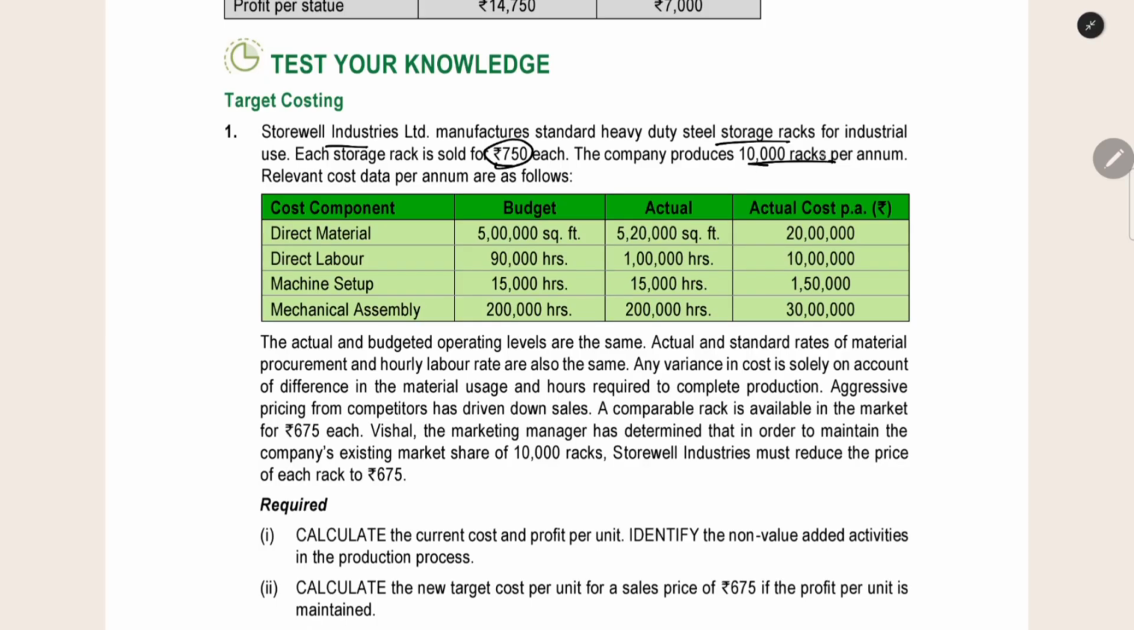The company produces 10,000 racks per annum. The relevant cost is given here: material, labor, machine setup, and mechanical assembly. For the material and labor, you can note that budget and actual are differing. The units used, 5 lakh is used in direct material, but 5 lakh 20,000 is used in the actual. And direct labor, 90,000 hours used in budget, but 1 lakh hours used in actual.